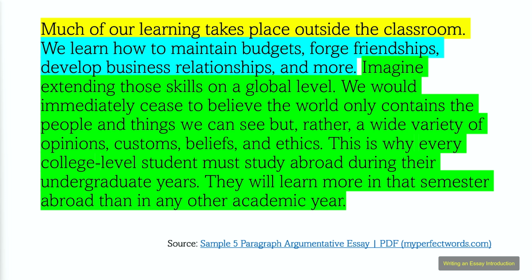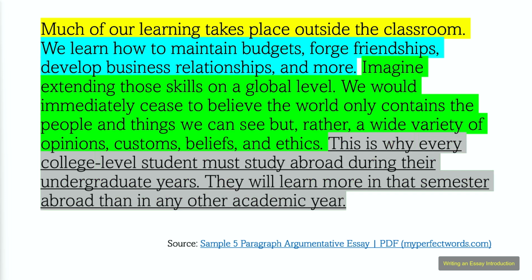In this example, the central argument is actually underlined and in gray, but the author decided to provide some reasoning early on to be able to introduce their position in favor of students spending time abroad during their undergraduate education. Let's read. Imagine extending those skills on a global level. We would immediately cease to believe the world only contains the people and things we can see, but rather a wide variety of opinions, customs, beliefs, and ethics.